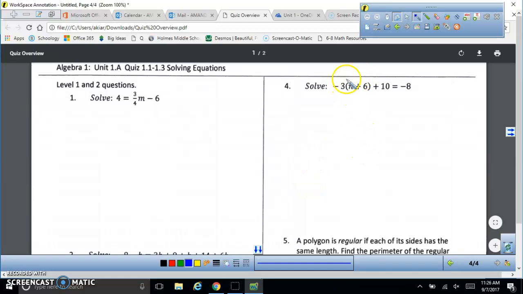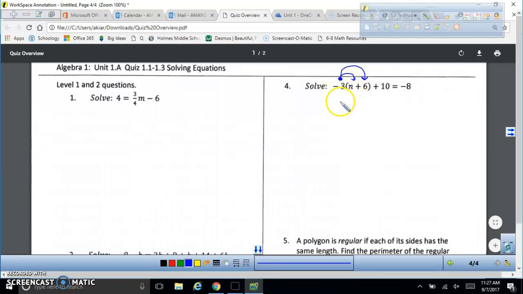Parentheses. Yes, we have parentheses. To get rid of parentheses, distribution is what you're supposed to use. And here's the number one mistake I saw on your guys' work: when you distribute, you have to distribute to both terms inside the parentheses. Okay, and don't lose the signs.